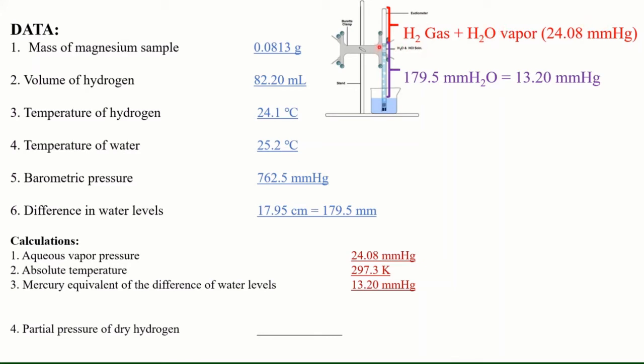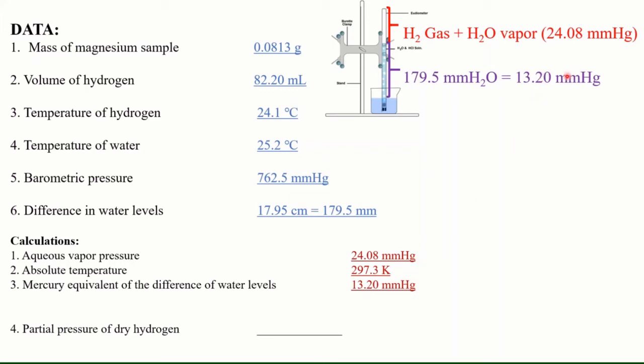So the pressure of the gas will be the partial pressure of hydrogen gas plus the water vapor. But we also had a column of water that we've measured to be 17.95 centimeters. We then converted it to millimeters of water, 179.5 millimeters of water. We converted it in line 3 of the calculation to mercury equivalent. So the mercury equivalent of 179.5 millimeters of water is 13.20 millimeters of mercury.